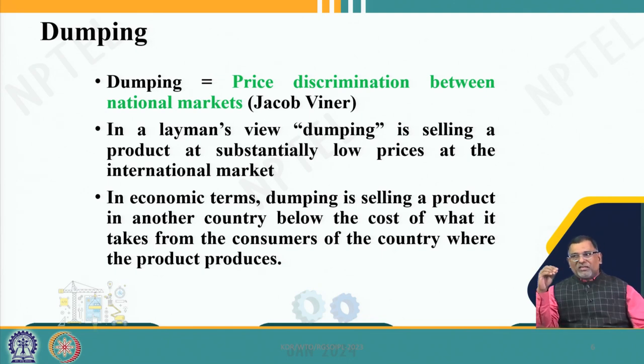So, one country dumps a product in another country, and there is price discrimination. Dumping, in common man's parlance, is selling a particular product for a very low price in another country. In economic terms, we can term it as selling below the cost of production, and the consumers in the other country may benefit from this kind of activity.